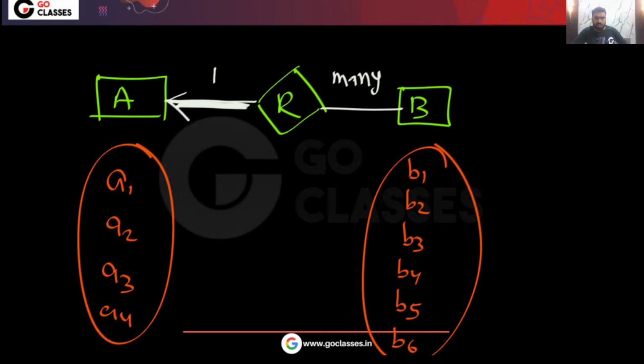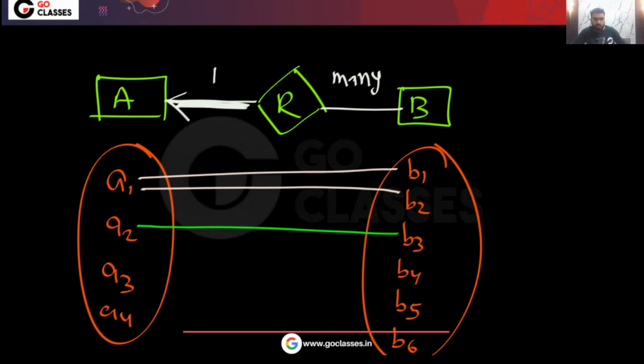In this situation, A has total participation, and the relationship between entity set A and entity set B is one to many from A to B. Total participation of A means every entity of A must be related to at least one. Very simple point. And remember, this relationship is many to one from B to A.